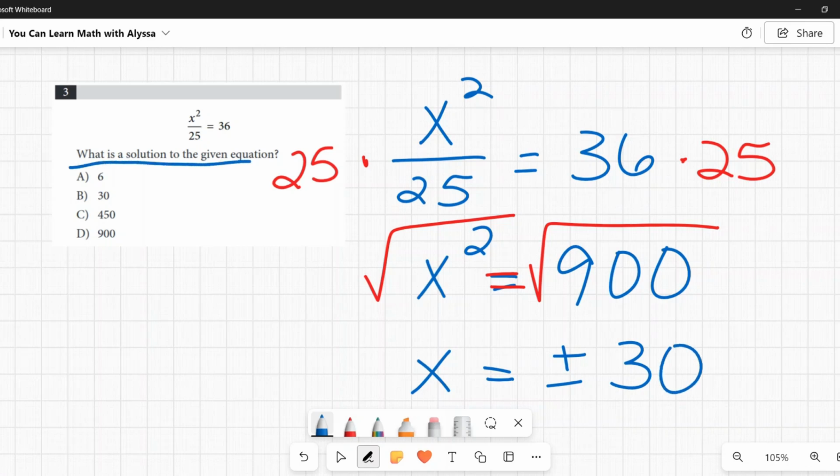And since they're saying what is a solution to the given equation, they're acknowledging it could be positive or negative. Let's look at our options. The only one there that matches is positive 30. That is B. So that is my answer.